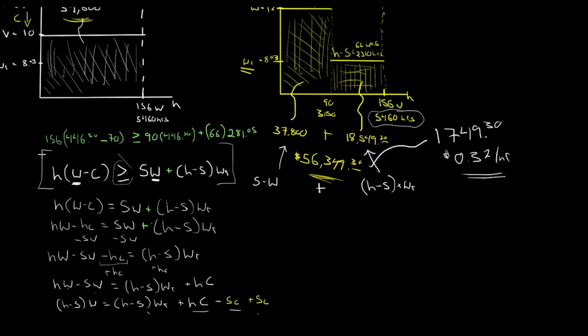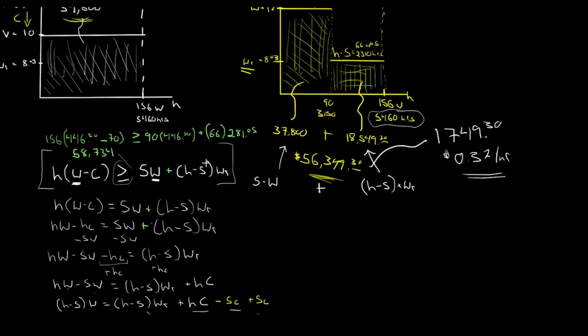Okay, what does the left side equal? What does the right side equal? Well, left side, we have (446.50 minus 70) all over those 156 weeks. We have 58,734 being her total payoff if she were to put in effort.